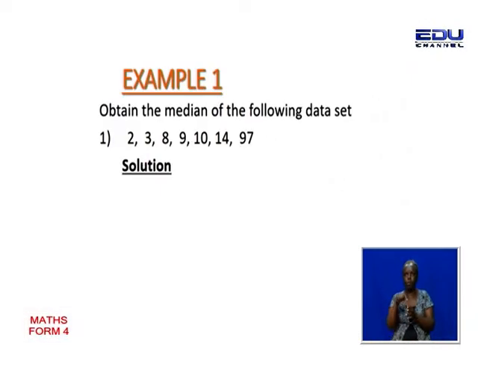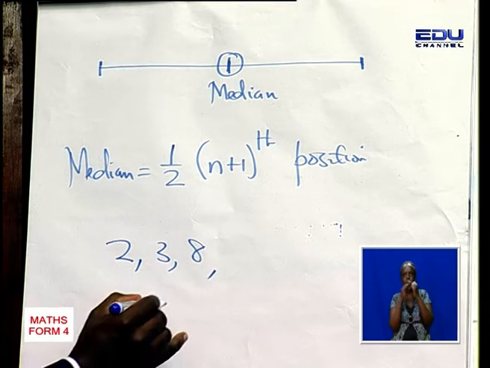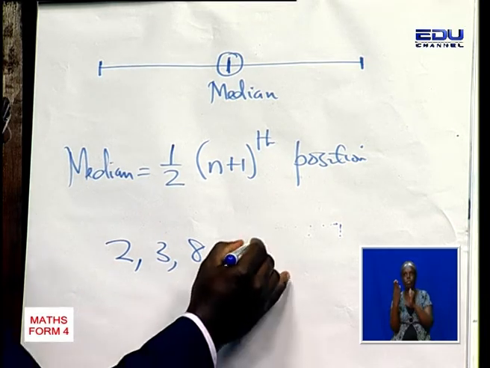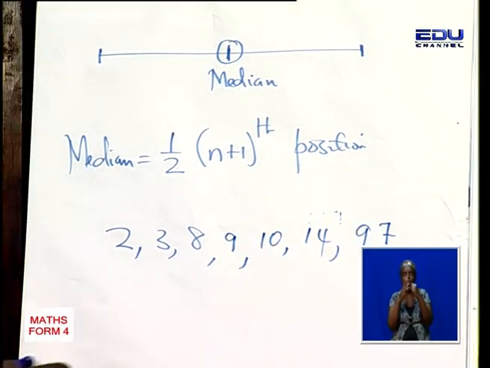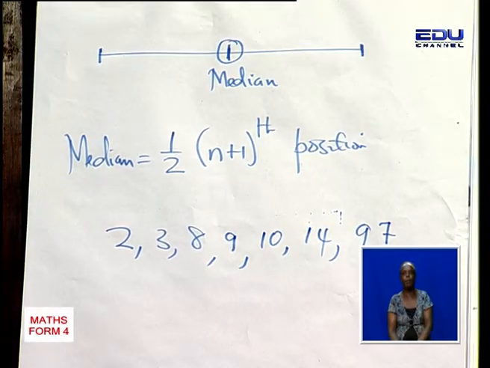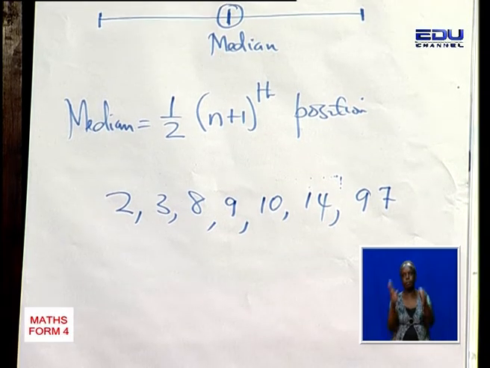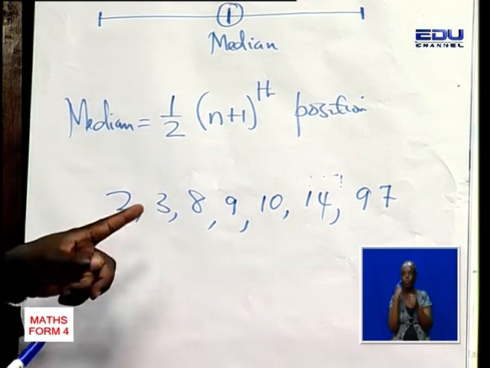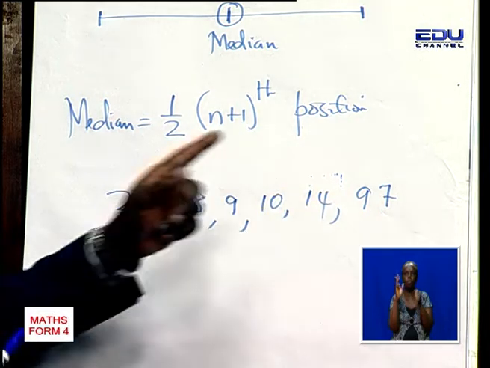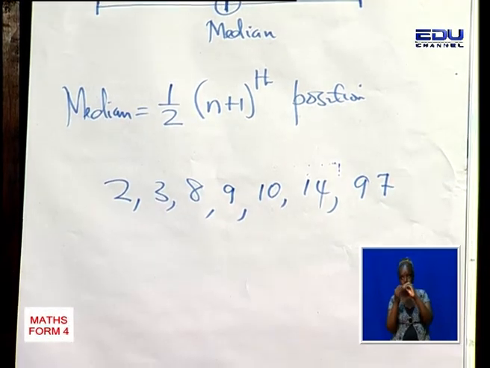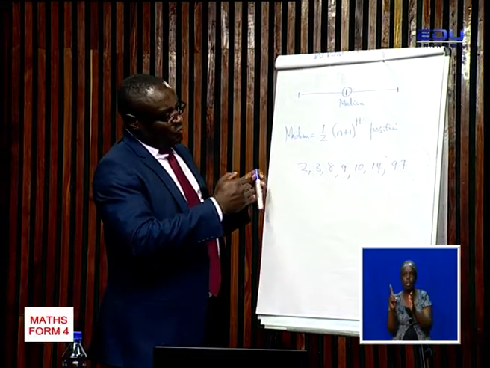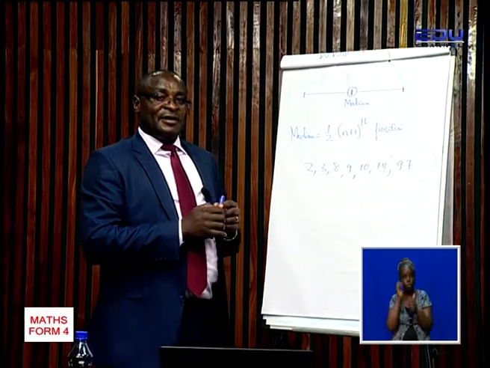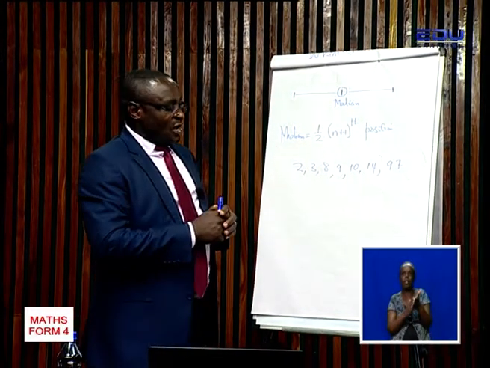Obtain the median of the following data set, and you are given 2, 3, 8, 9, 10, 14, 90, and 97. Those are 1, 2, 3, 4, 5, 6, 7 data points. So those 7 data points represent an odd number. And we want to find which data point is at the center. The data point at the center is what we call the median.